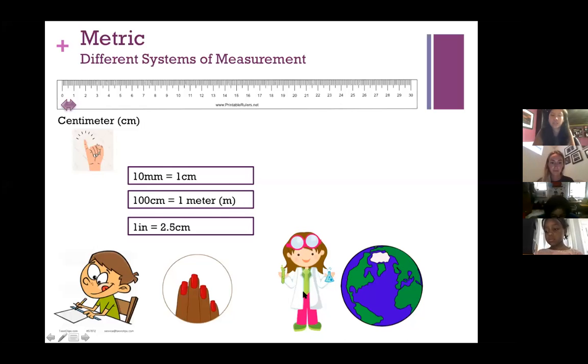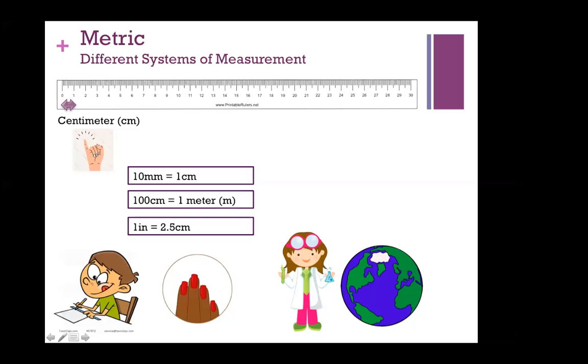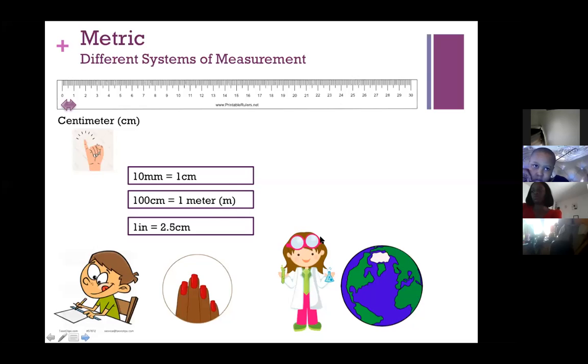not as much us. Centimeters are really helpful to measure our fingers, which are a little bit smaller. I just told you that 1 centimeter is about the width of your pinky. And see this little boy measuring the piece of paper. He could use centimeters to measure that. Great work. That is the metric system. All right, I'm going to move on.